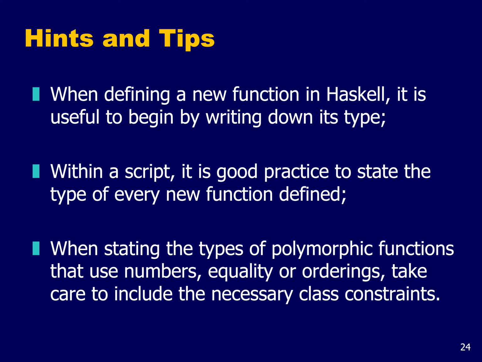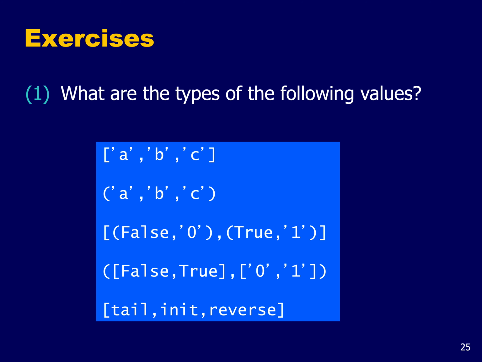And the last point is a kind of gotcha. When you're writing down the types of polymorphic functions, so that's functions whose types have some variables in them, the little a's, b's, and c's, if you use numbers, equality, or orderings, you're going to need to put some class constraints in your types. Otherwise, the system will complain. But if you get stuck on this last point, you can always just define your function and then ask the Haskell system using the :type command to figure out the type for you, and then just paste it into your script. So as usual, we're going to wrap things up with a few exercises.